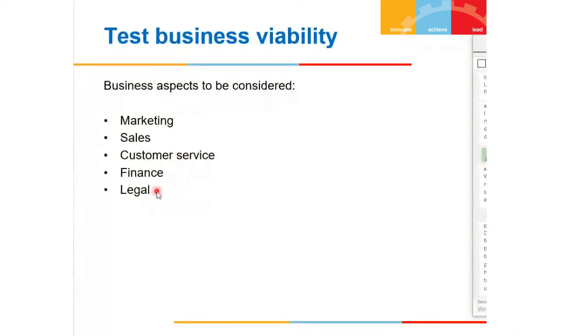Are we impinging on any particular intellectual property rights, or are we violating any regulations that may be there? So these are some of the risks we need to assess before we actually go into detailed product development. Let's look at some of these.